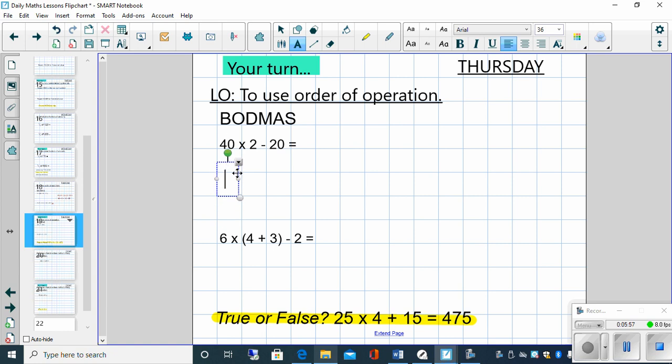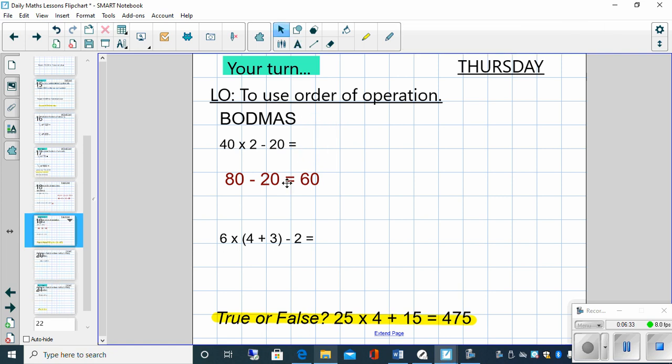40 times 2. Well, that is 80. So we've done this part of the equation. Now we need to move this part down. So minus 20. And this is the last part of the equation that we need to do. Well, what is 80 minus 20? Well, that is 60. So our answer to 40 times 2 minus 20 is 60. Brilliant. Well done, guys.